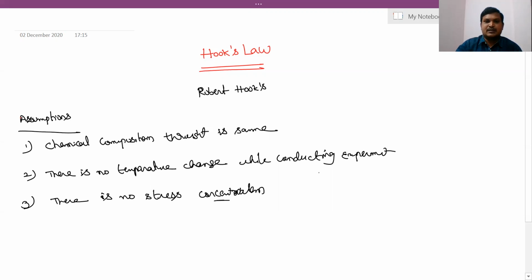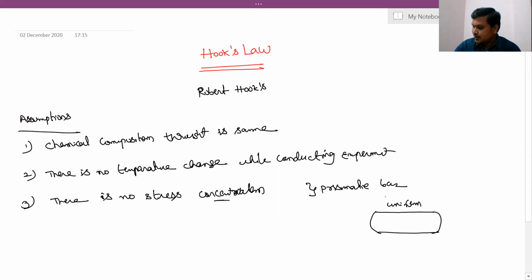Stress concentration means, so we are taking a prismatic bar. For example, I am taking two different materials. This is a prismatic bar. So this is a regular shape. Throughout this length, the area is the same. This is a uniform cross section, a prismatic uniform cross section.